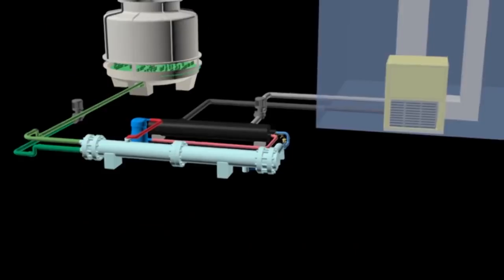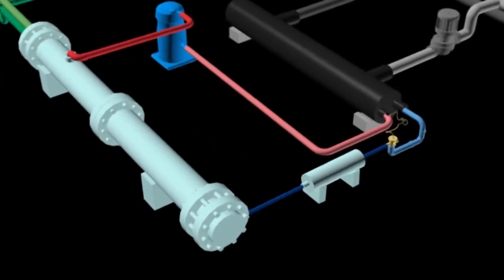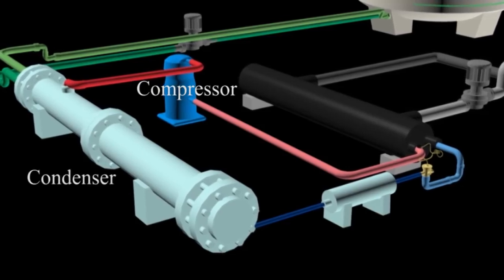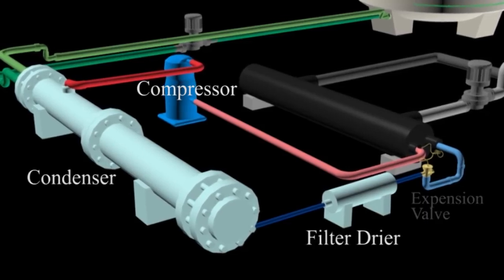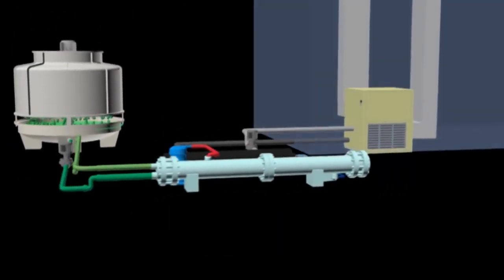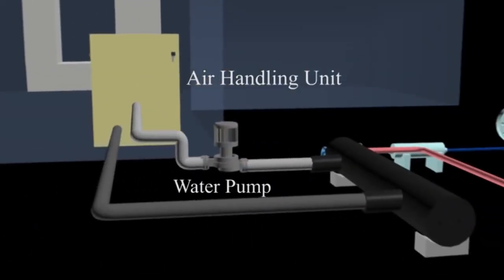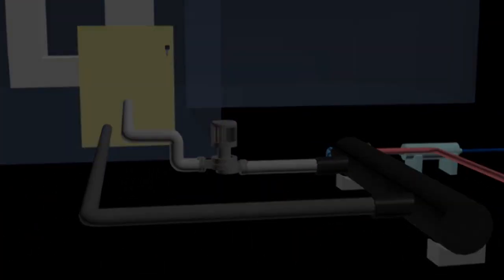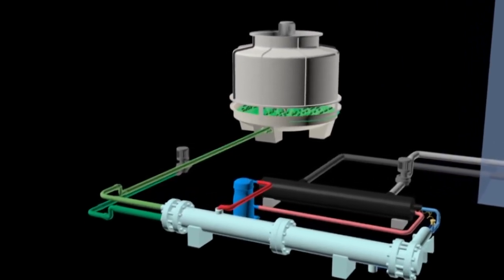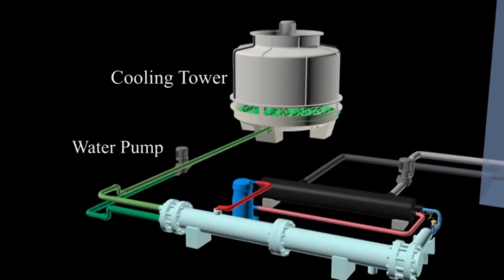water cycle. The components that are involved in refrigerant cycle are compressor, condenser, filter dryer, expansion valve and evaporator. For chilled water cycle, the components involved are air handling unit and water pump. In condenser water cycle, the components needed for the process are cooling tower and water pump.